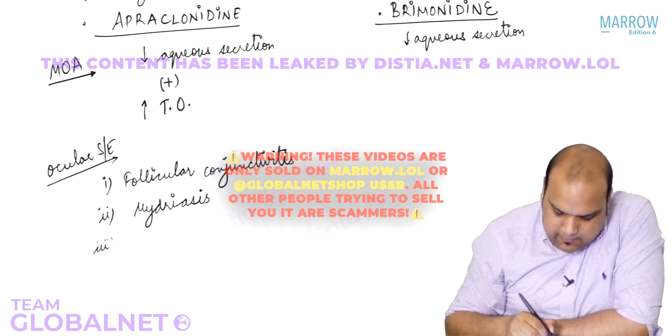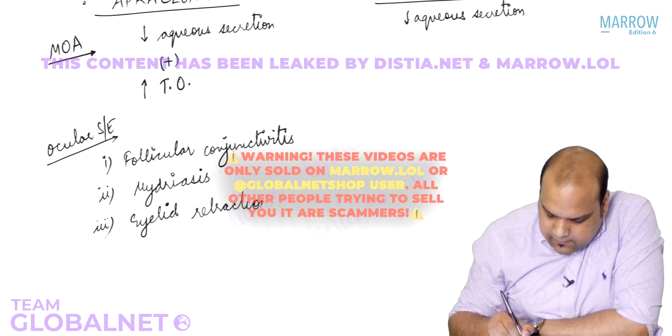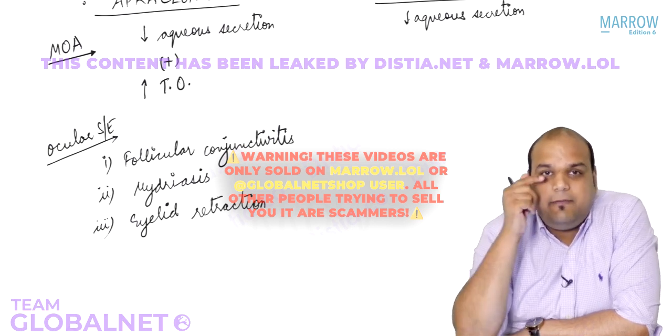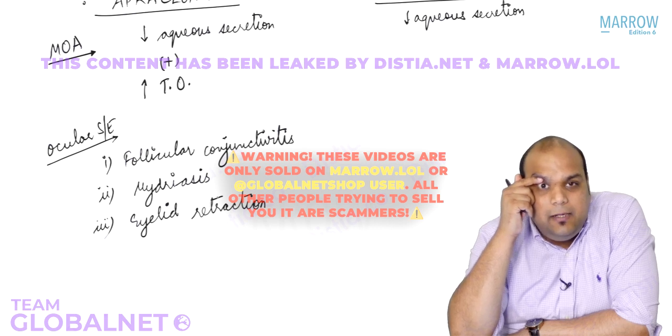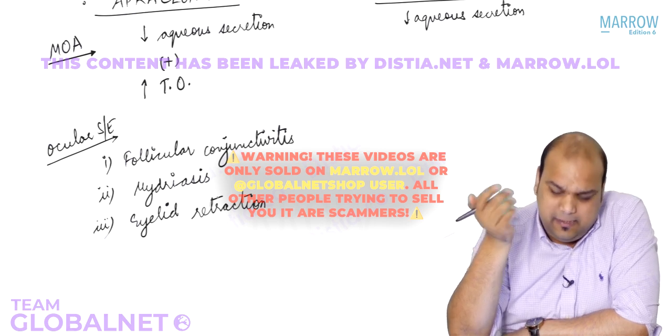And thirdly, the third important side effect is eyelid retraction. Eyelid retraction. Opposite of ptosis, again everybody, retraction means the eyelid will be upward. Okay, upper eyelid goes up. Eyelid retraction. These are the three important ocular side effects of apraclonidine.